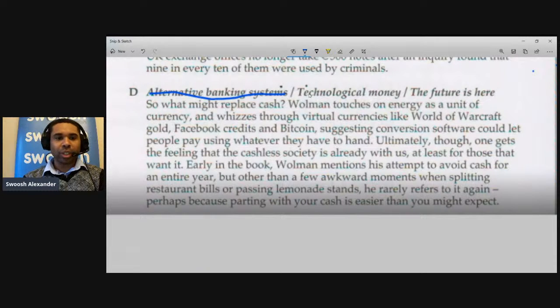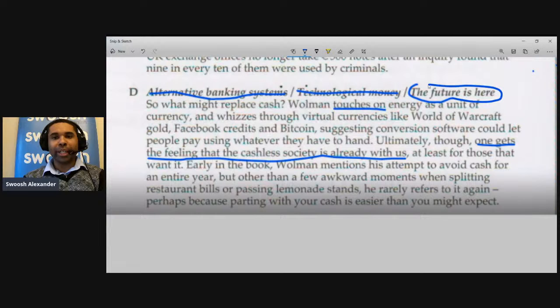Technological money, again, it says touches on. So it's not the focus. If something touches on something, it mentions it, but it's not the focus of something. It's not the main idea. Remember, we're reading for the main ideas, and here it says one gets, this is the key, one gets the feeling that the cashless society is already with us. And I think that's the point here. The future is here will be the main idea for paragraph D.